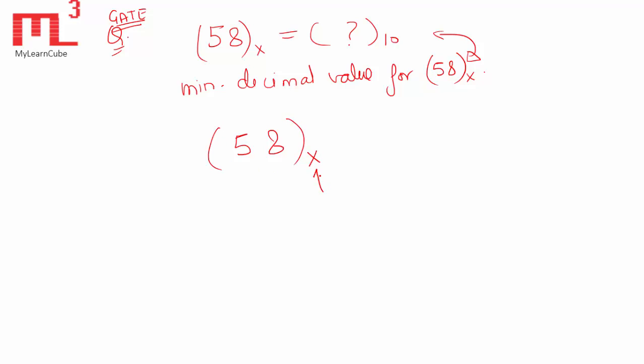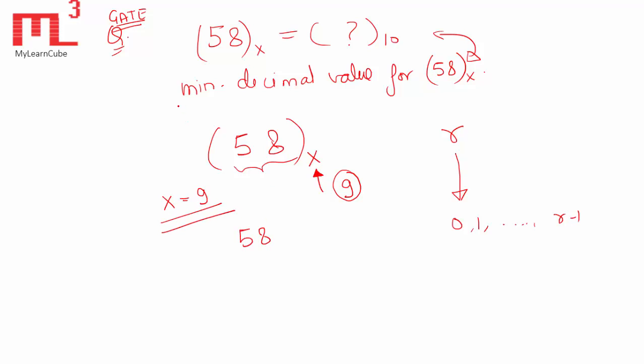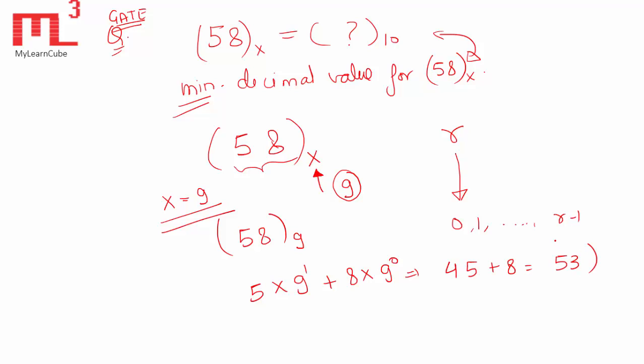So the minimum possible value x can have is 9, because I have already told you if the base is r, the possible digits are 0, 1 up to r minus 1. That means we cannot have a base less than 9 for this number. So the least possible value for x is 9. Since we have asked for the minimum value, take that least possible base 9. Now convert this into decimal. It will give you 45 plus 8, which is nothing but 53 base 10.